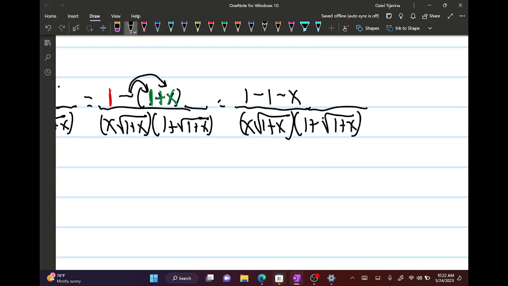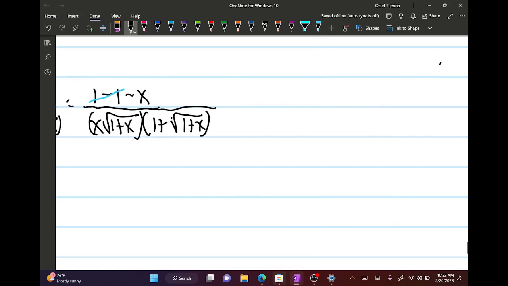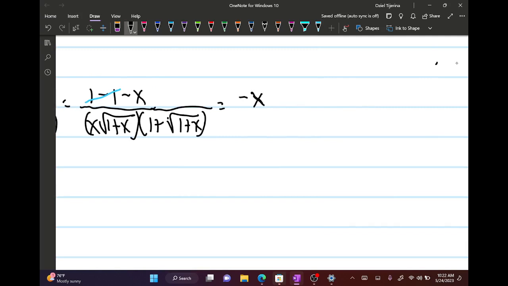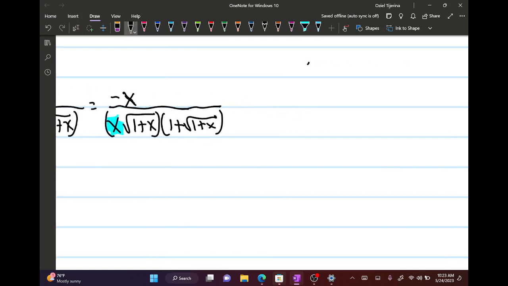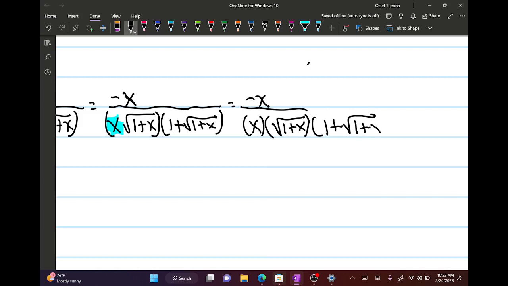And so this part cancels out, obviously. So we're just left with negative x over x square root of 1 plus x times 1 plus the square root of 1 plus x. I can separate this out. So I can say that this is the following. Negative x over the quantity x times the square root of 1 plus x times 1 plus the square root of 1 plus x.